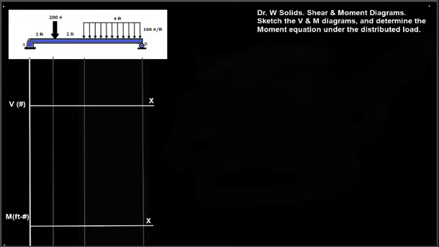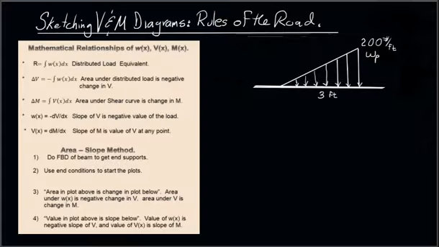Let's take a look at a shear and moment diagram problem where we're asked to sketch the V and M diagrams for a simply supported beam that has a concentrated load of 200 pounds and a distributed load of 100 pounds per foot. Before we start, it might help to refresh your understanding of shear and moment equations.